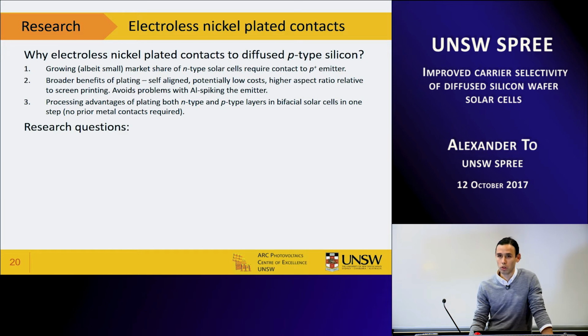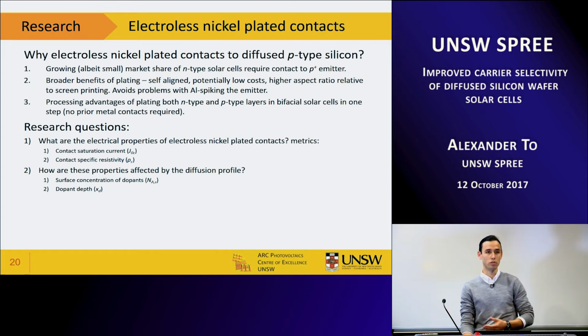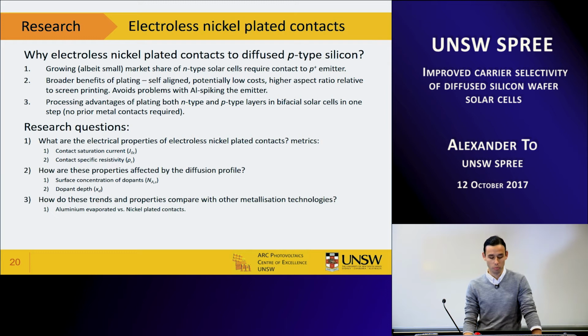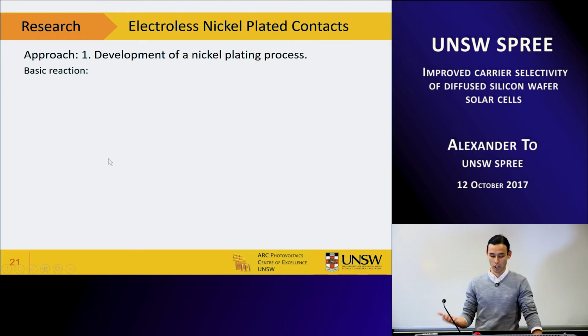And so with that sort of background, we wanted to know, well, what are the electrical characteristics? What's the recombination like? What sort of contact resistivities can you get? How is this affected by your surface concentration, your dopant depth? And how do these trends compare with other things like aluminium evaporation? So the first thing we had to do was just develop a process.